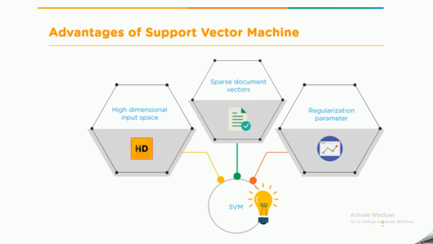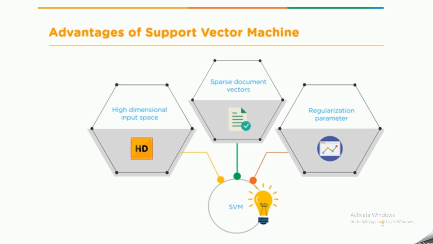The next advantage is sparse document vectors. In sparse document vectors, we tokenize, we give a token for each and every word in the document in machine learning algorithms. So in machine learning algorithms, we consider there are different documents, and for each of the words present in the document, we perform tokenization, and there your support vector machine is used.